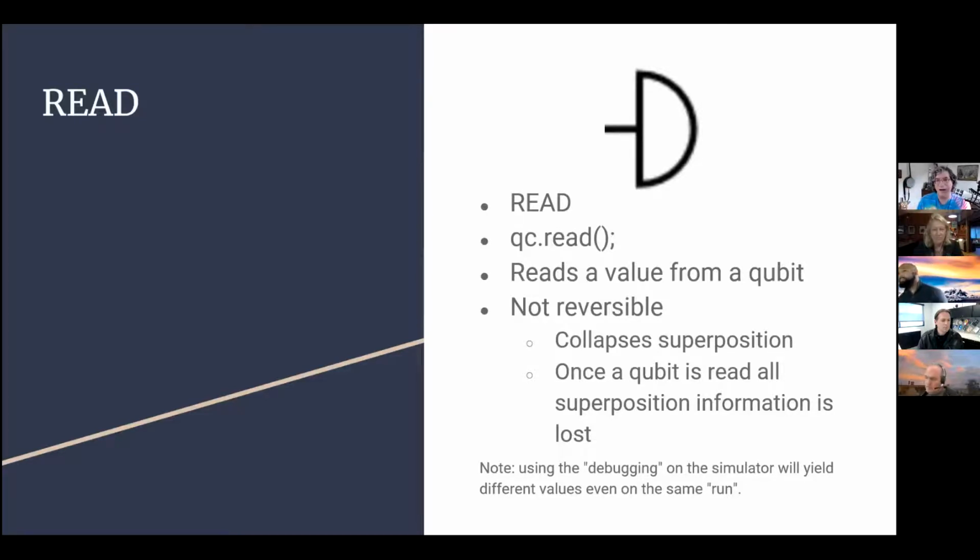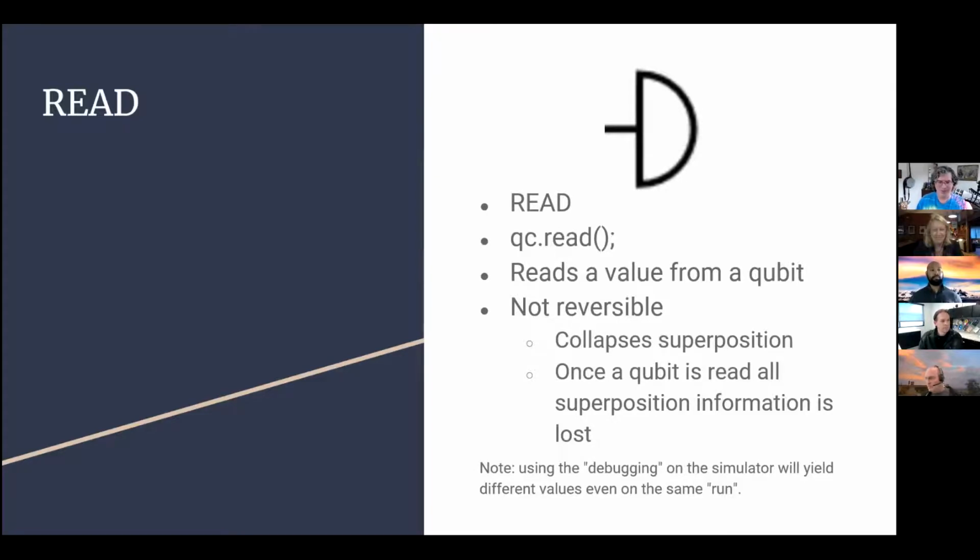Now, this is not reversible. Once you read a qubit, you can't unread it, meaning you can't put it back into the same superposition state that it was in before. After you read it, if you decide, hey, I'm going to put this into a superposition, it's a different one. So once you read, it's like looking in Schrodinger's box. Is the cat dead or alive? Well, as soon as you peek, you can't undo that.